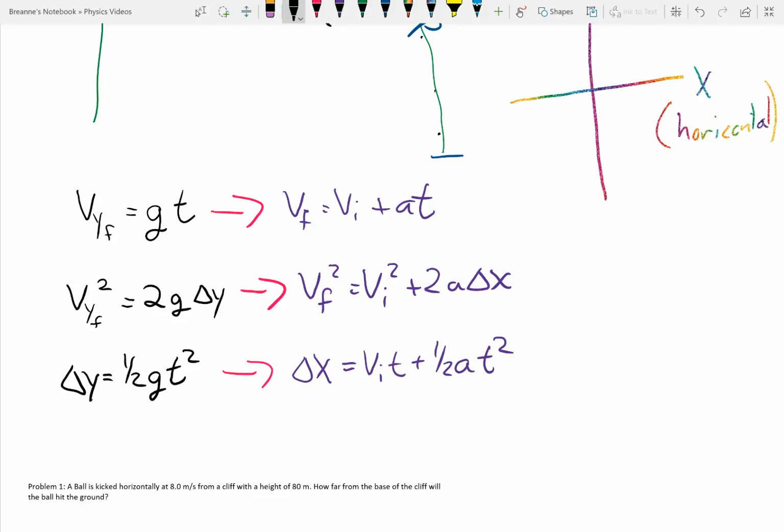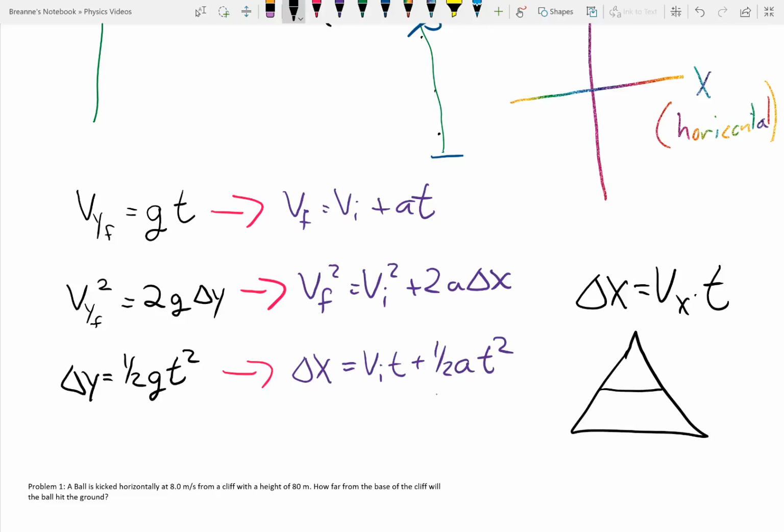We only have one equation in the x direction, and that is delta x equals vx times t. That's it. There's nothing modified. That is the original equation that we did a triangle for, delta x v t. So that one you have seen before, and it's not even modified.